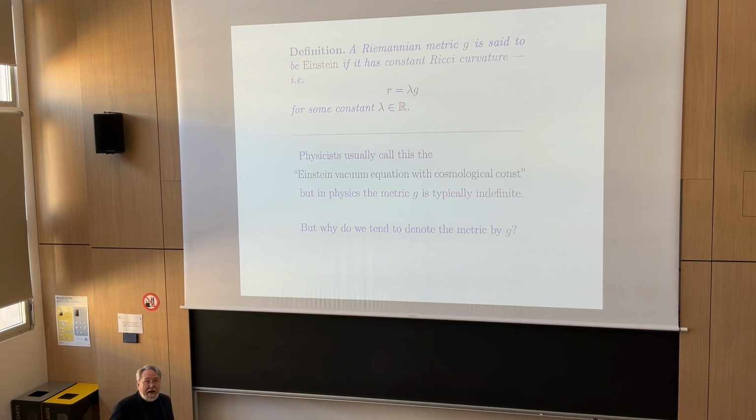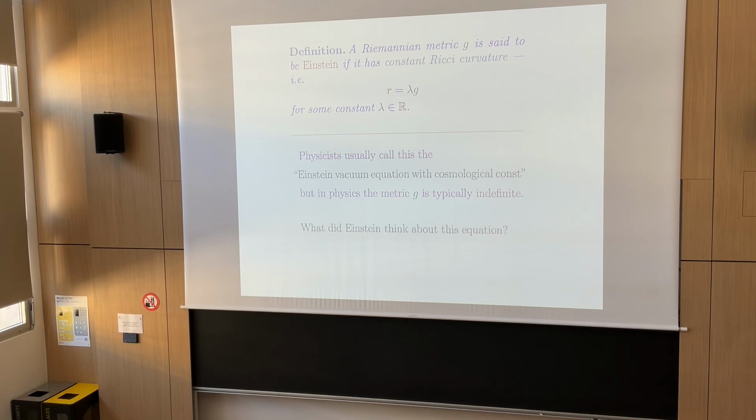I'll now ask my expert friends in the audience, why do we call the metric G? You pick up a random book on differential geometry, Riemannian metric is usually called G. Why do we call it G? It's Einstein's notation. For Einstein, G meant the gravitational field. So somehow there is a historical link to physics here.